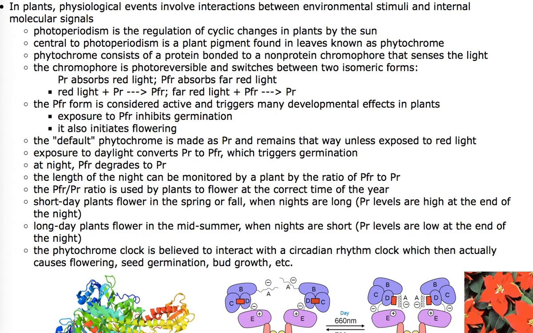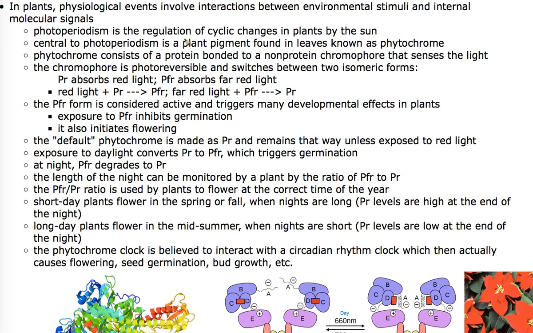Okay, I'll cover photoperiodism separately from the animal interactions that are later in this unit. Photoperiodism is a plant phenomenon that involves the plant sensing environmental stimuli and then responding appropriately to those external stimuli with internal molecular signals. So photoperiodism is the regulation of cyclic changes in plants ultimately by the sun.